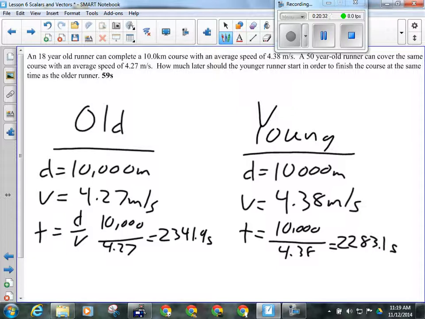So if I take my 2,341.9 and subtract 2,283.1, I should get 59 seconds, right? As long as you did that method, you should be okay. Any others?